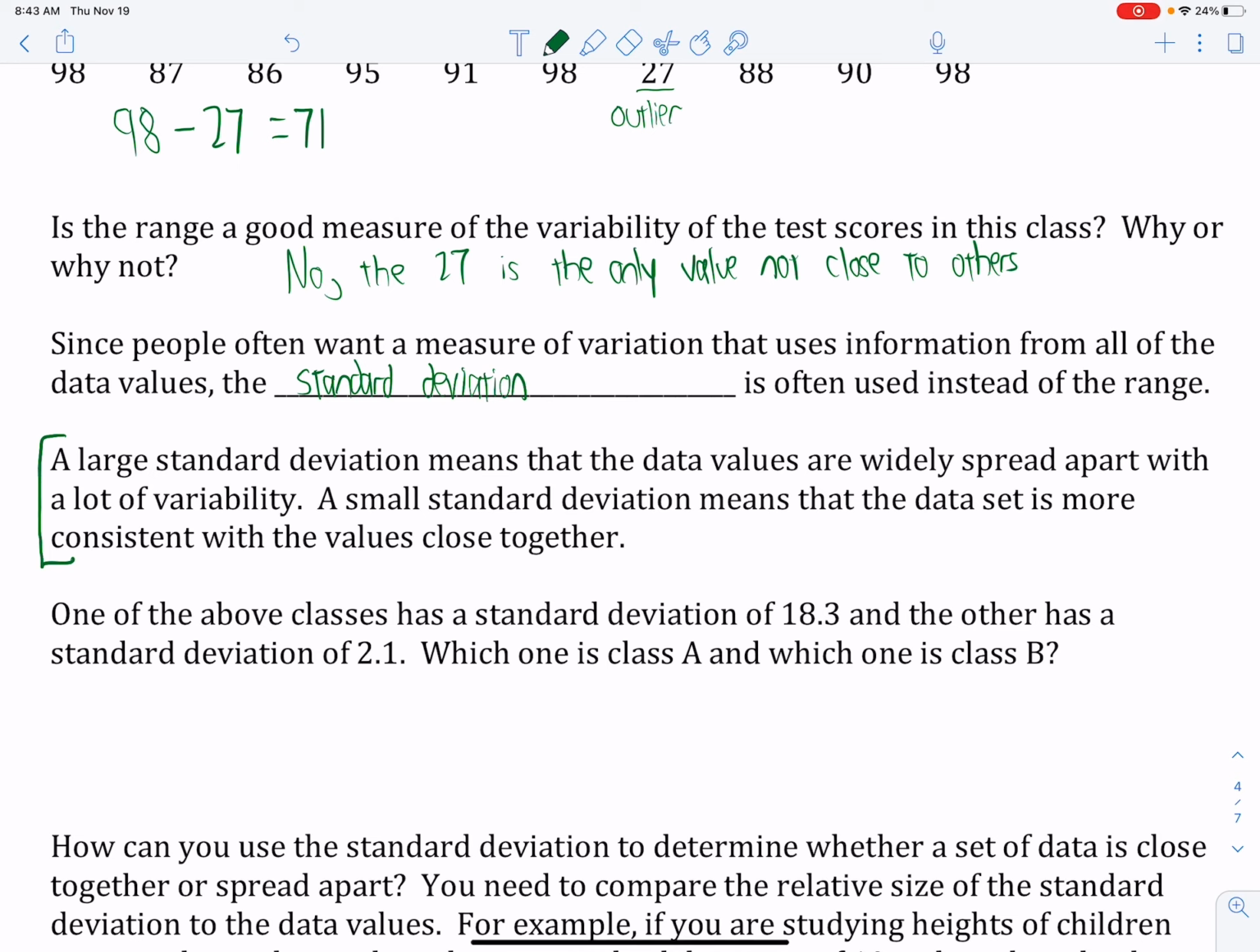Basically, the standard deviation tells you if the data values are close together or spread apart. A big standard deviation means the data values are really widely spread apart with a lot of variability and spread. A small standard deviation means the data values are closer together. So if you look back at Class A and Class B up above, one of those has a standard deviation of 18.3 and the other has a standard deviation of 2.1. So the higher standard deviation would go to the class that is more spread apart. The smaller standard deviation would go to the class that is closer together.